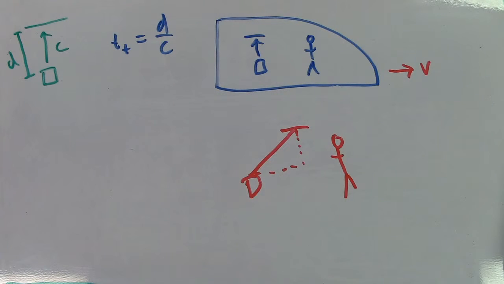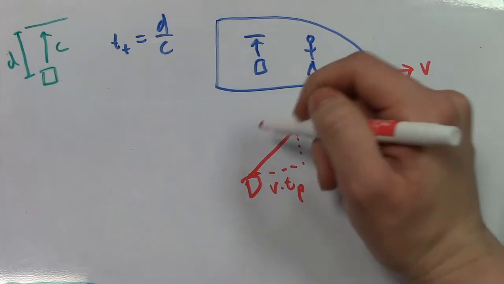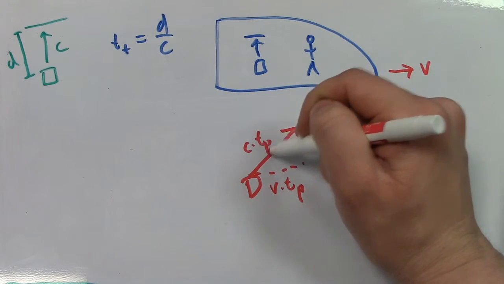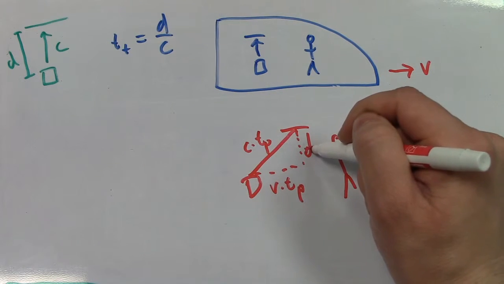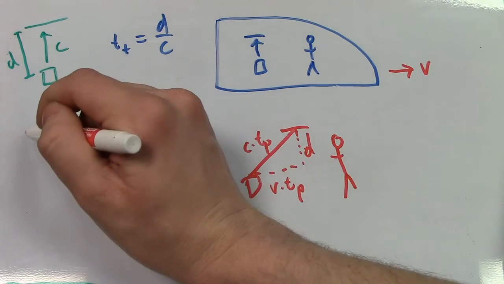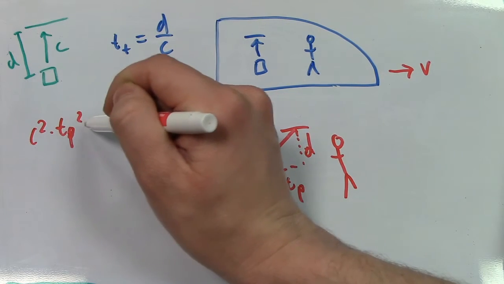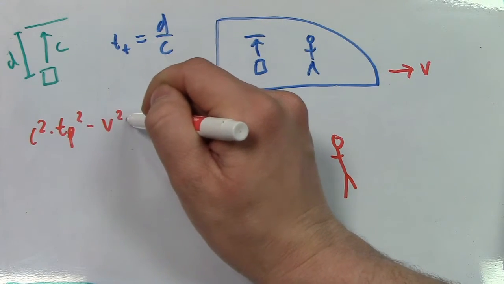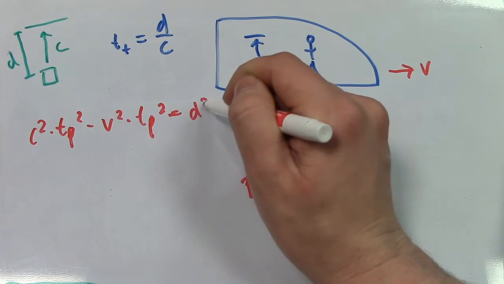In a time, t sub p, measured by the platform person, the train moves a distance v times t sub p, and the light moves a distance c times t sub p. The vertical distance between the source and the sensor is d. We can relate these distances through Pythagorean's theorem. Through a bit of rearranging, we see that t sub p squared times c squared minus t sub p squared times v squared equals d squared.